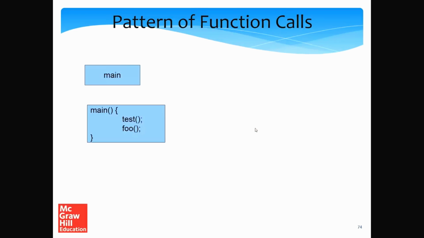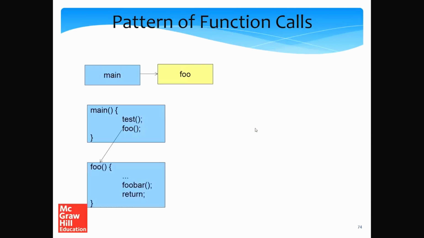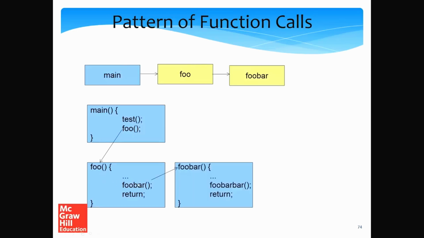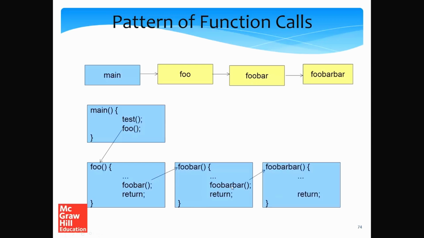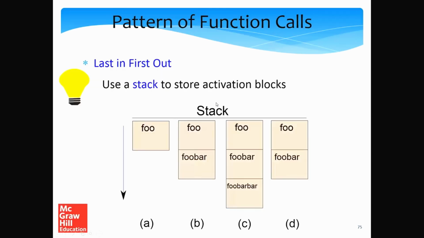Subsequently, main will call function foo, so the activation block of foo will be created. Let foo call foo bar, so the activation block of foo bar will be created. And let foo bar call foo bar bar, so the activation block of foo bar bar will be created. Similarly, when we come back, these activation blocks will be destroyed in this sequence. This is shown in the next slide.